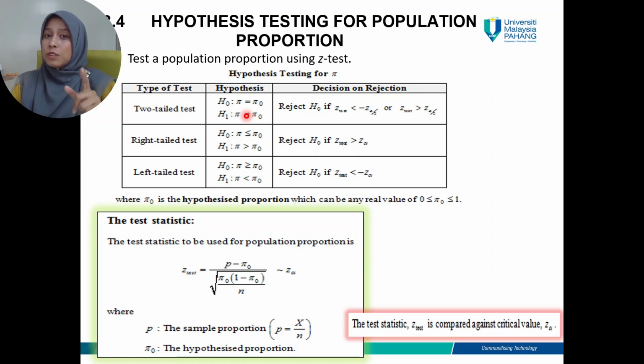So your new learning point for this video would be this formula, the z-test formula for hypothesis testing for population proportion. And your hypothesized proportion is the value that will be given in the question. This value should be within 0 to 1 only. So it cannot be a negative value, okay?